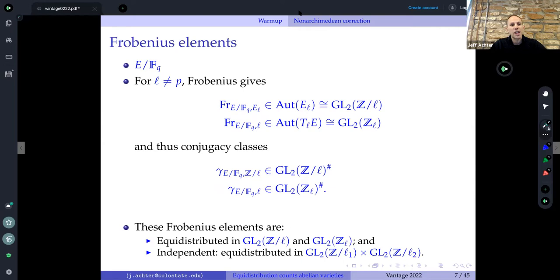And with no quantifiers, I just have this vague idea that Frobenius elements are equidistributed in this group, or as equidistributed as they could be. And they are independent across different ℓ. So what happens mod 3 has nothing to do with what happens mod 5. This is always sort of miraculous to me because you have to remember that what happens in the 3-adics is completely determined by what happens in the 5-adics. But if you're working mod 3 and mod 5, they're different.